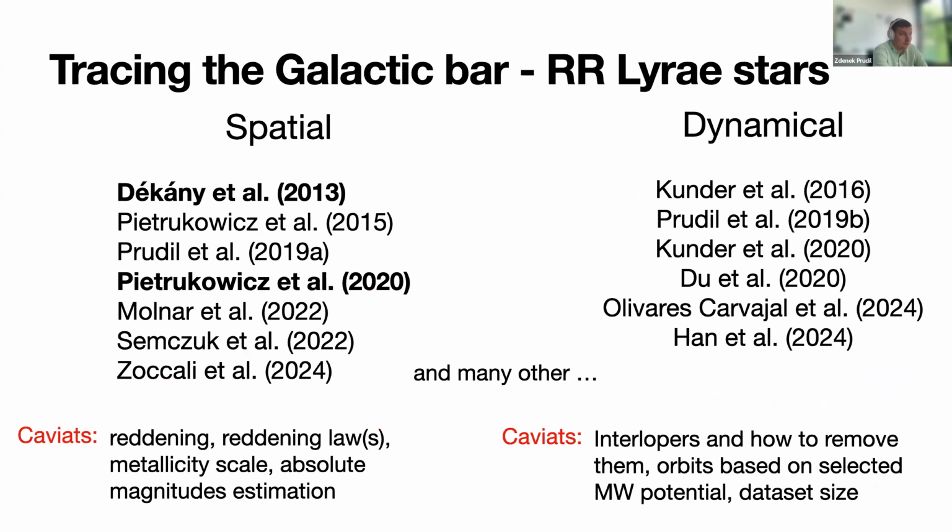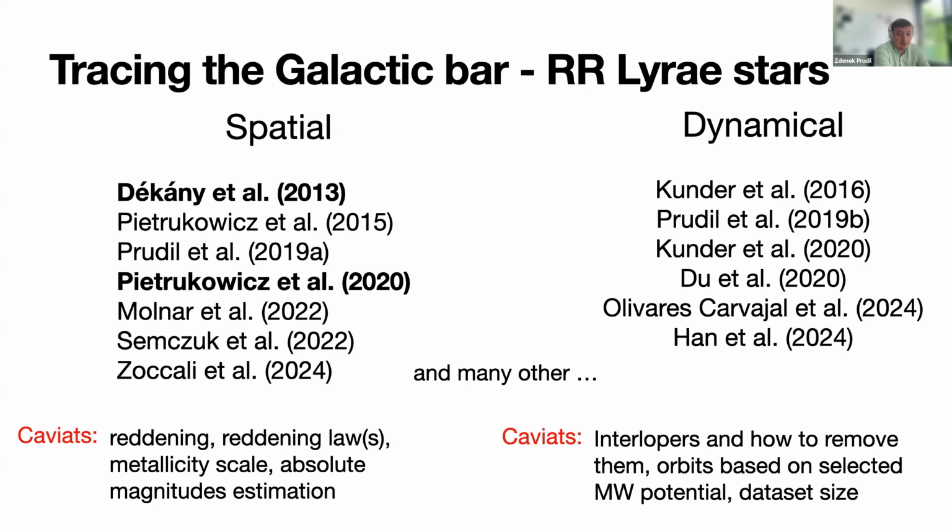And this is not the only work on RR Lyrae stars. There has been a plethora of papers that focus both on the spatial and dynamical side and try to characterize the RR Lyrae spatial distribution in the galactic bulge and try to search for any sign of bar distribution in their population. This is particularly important because then it can help you to time the bar formation or the bar evolution with respect to the older population.